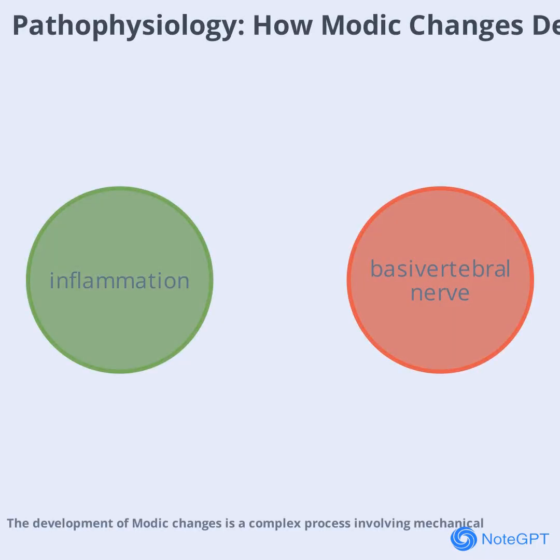Development of Modic changes is a complex process involving mechanical, inflammatory, bacterial, and even autoimmune factors. Damage to the vertebral plates, whether from trauma, degeneration, or chronic stress, can disrupt the local environment. This leads to the release of inflammatory cytokines and attracts immune cells, causing changes in the bone marrow. In some cases, low-grade bacterial infection or autoimmune responses further fuel the inflammation. These processes not only alter the bone structure but also stimulate pain pathways, particularly through the basivertebral nerve. As a result, Modic changes are not just radiological findings, they reflect real, ongoing biological activity that can generate pain.